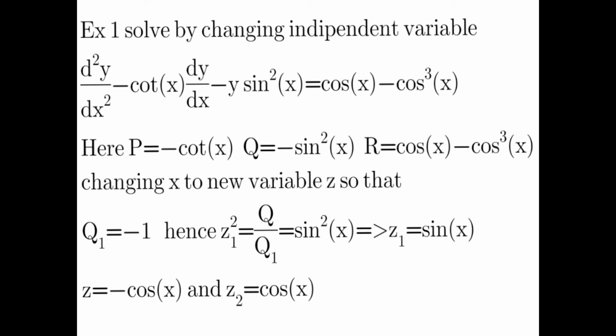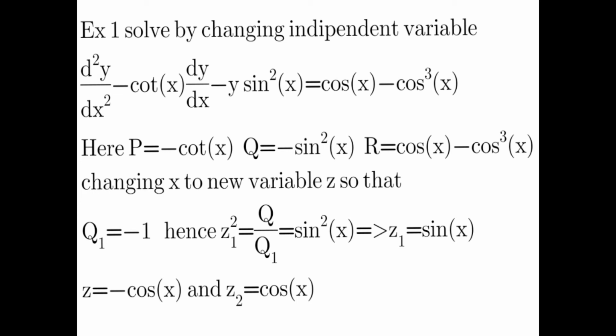Solve d square y by dx square minus cot x into dy by dx minus y into sin square x is equal to cos x minus cos cube x by changing the independent variable. Now the given differential equation is d square y by dx square minus cot x into dy by dx minus y into sin square x is equal to cos x minus cos cube x.